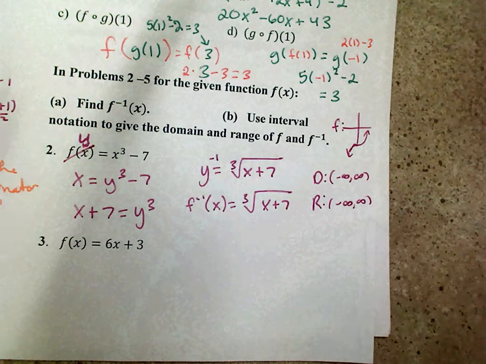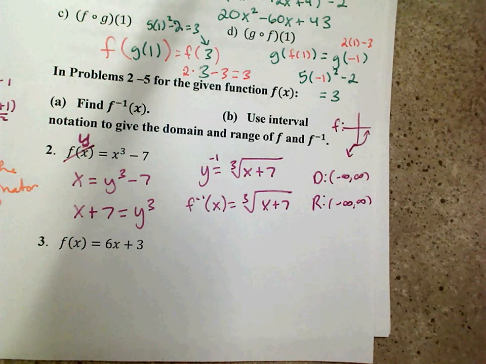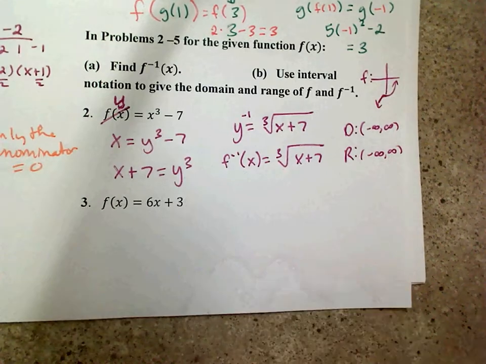So the domain and range of the original become the range and domain of the inverse. And since the cubic function has a domain of all real numbers and a range of all real numbers, so does the inverse. Alright. Oh, the next one is a linear function.